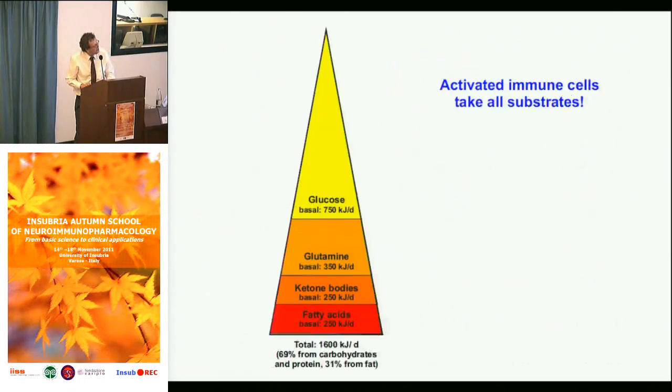So the activated immune cells take all substrates. They don't choose the substrates. They take glucose, they take glutamine, they take the ketone bodies, and they take free fatty acids. So you see here, 69% from carbohydrates and protein and 31% from the fat. These are the numbers that have been studied.